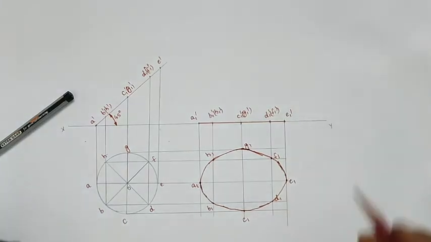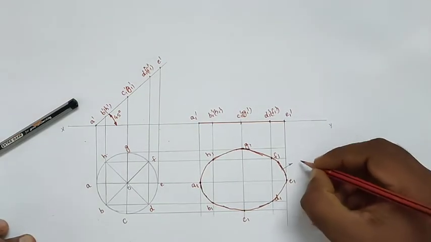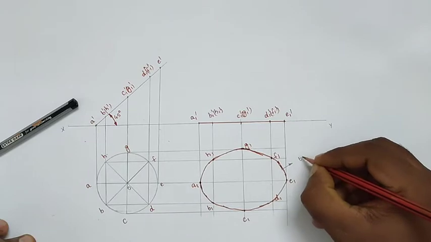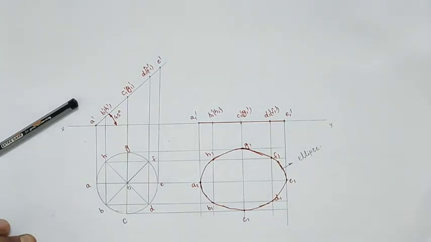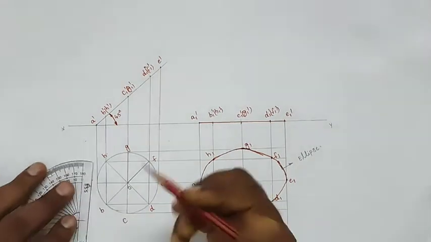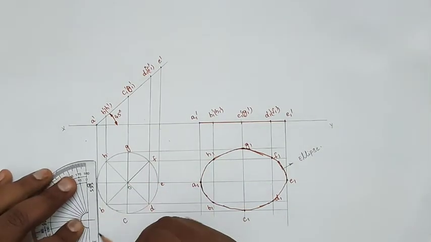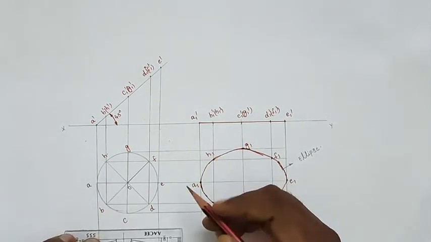So the true shape, they are asking, the true shape of our diagram is an ellipse. So this is our required problem, what they are asking in our problem. After drawing the problem, we will give the dimensioning. They are giving that the top view of our diagram is a circle.